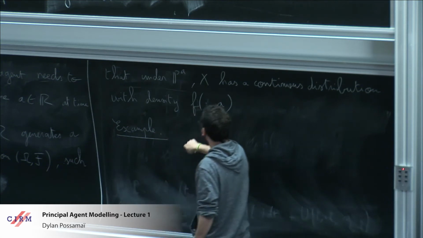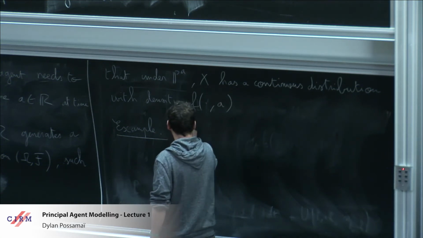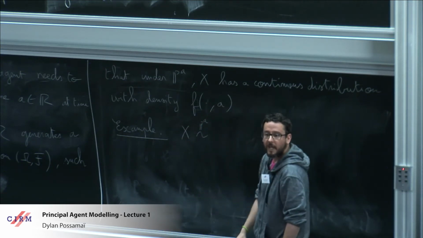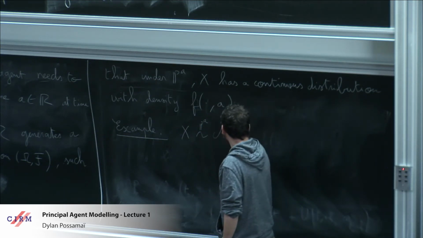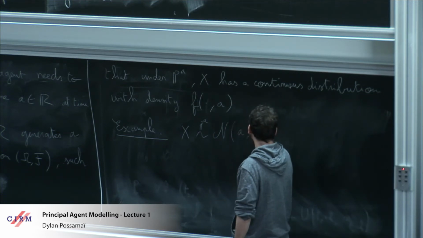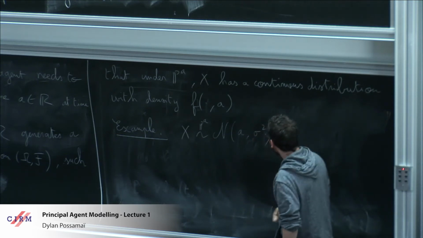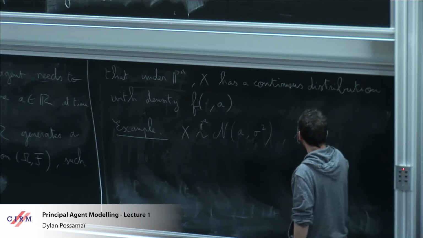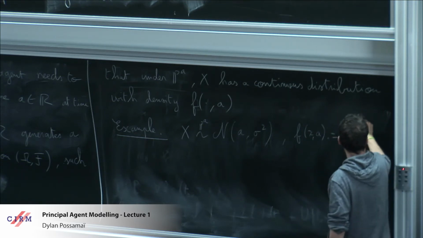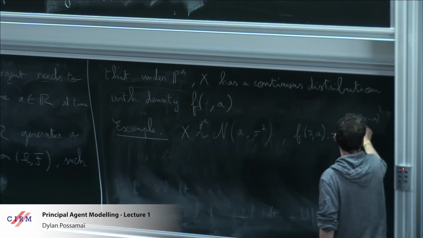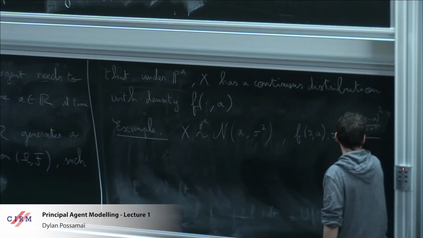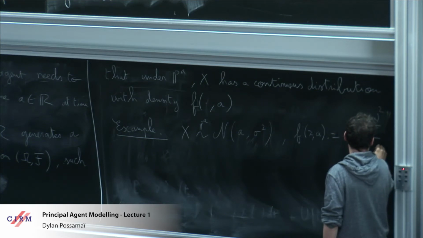So one typical example would be that under P^A, x is distributed as a Gaussian random variable with mean A and variance sigma squared, right? Which just means that I take for f of x and A the Gaussian density, so exponential of minus (x minus A) squared over 2 sigma squared, over square root of 2 pi sigma.